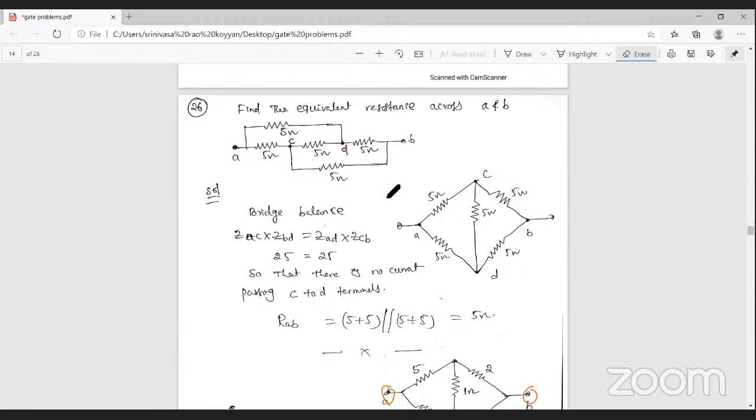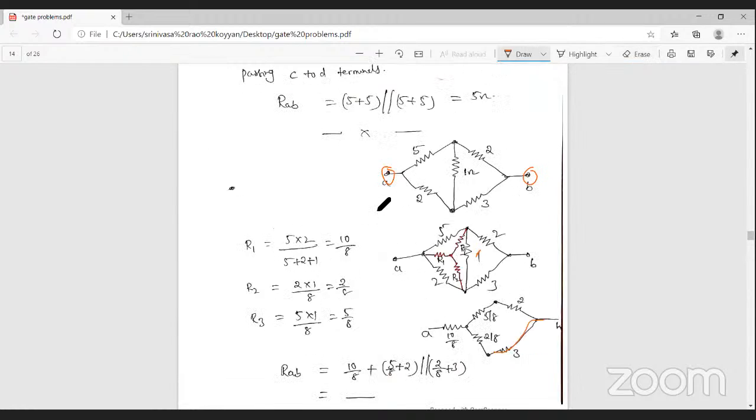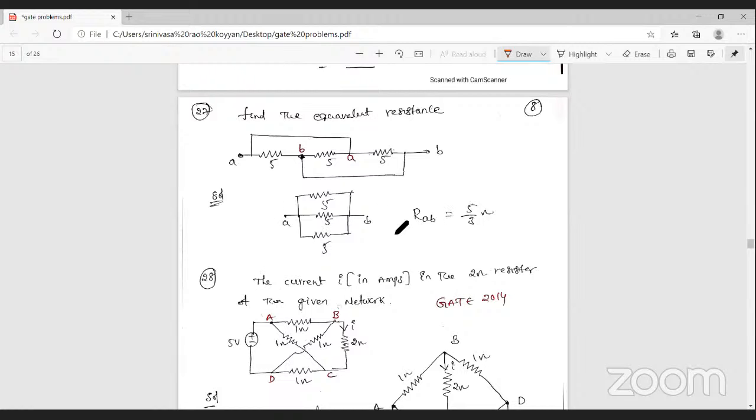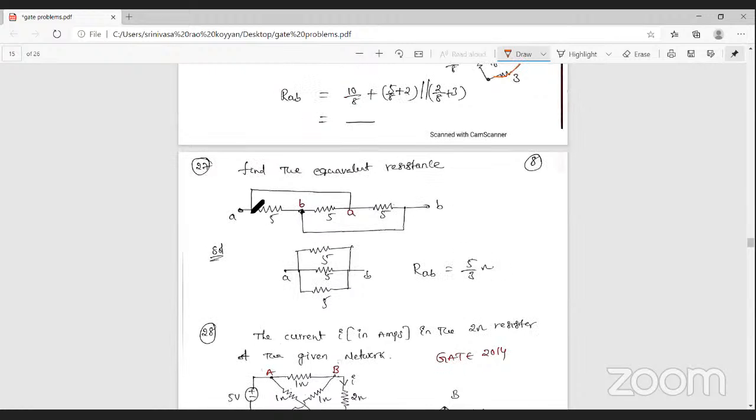So next one, problem number 27. Same model here, the problem 27 here, but here there is no element connected in this path. So that's why if the terminal is A, the same node is present here. That is A. Here also the same, that is B point here. This B point is present at the same node here. Why? Because there is no element connected in this path.